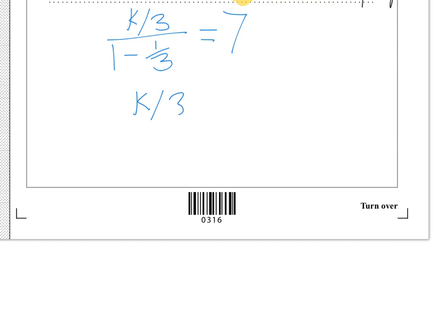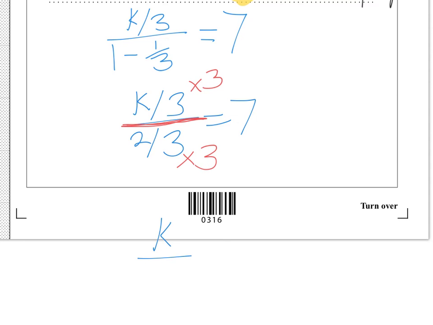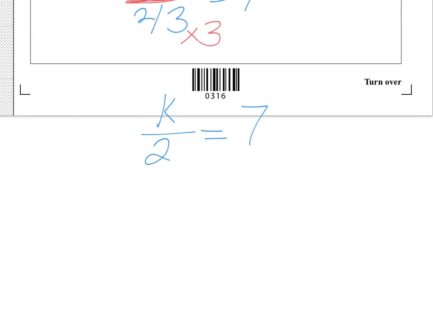So we've got k over 3 over 2 over 3 is equal to 7. And what I like to do when I've got fractions in fractions is look for a way to multiply the top and the bottom by the same thing in order to get rid of the fractions inside the bigger fraction. So my big fraction contains two things that have both got thirds in. If I multiply the top by 3, I'm just going to get k. If I multiply the bottom by 3, I get 2, and I end up with k over 2 is 7. And from there it's easy to see that therefore k is 14.